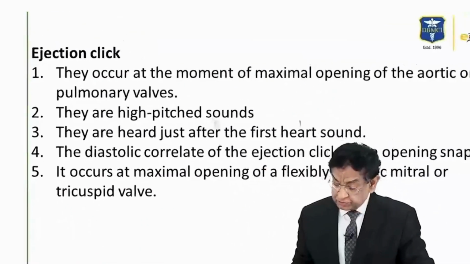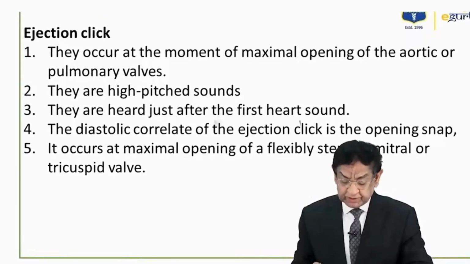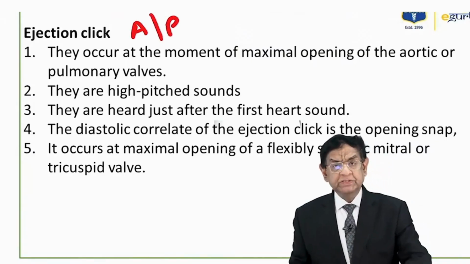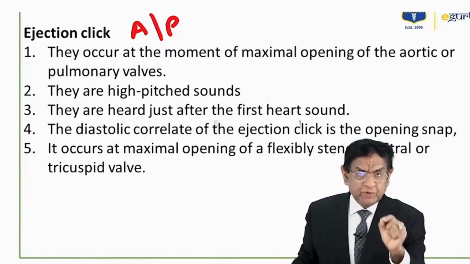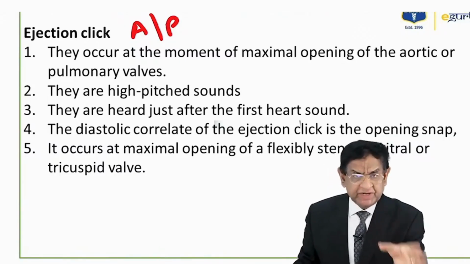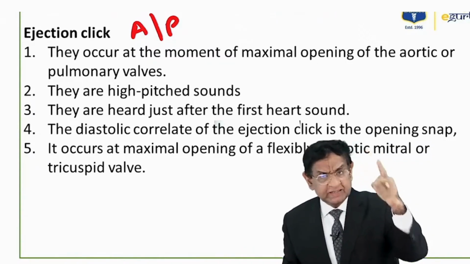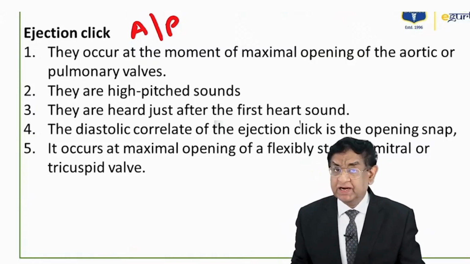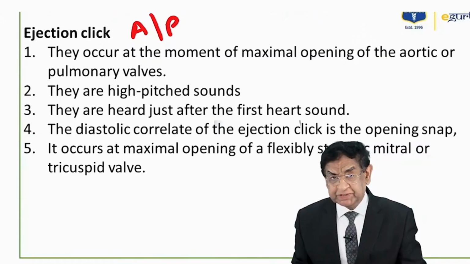Click. So we use the term click for the aortic and pulmonary valve. Snap, opening snap, we use for opening of the mitral and tricuspid valve. But the same high pressure in the ventricles. Now in the previous one, opening snap was due to high pressure in the left atrium or the right atrium, opening the valve with great pressure.